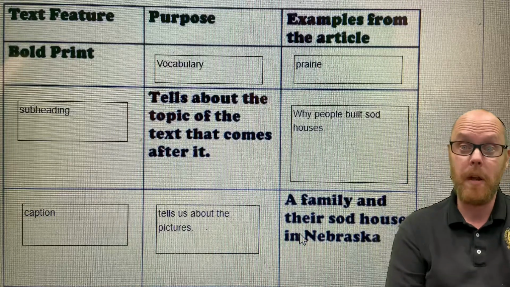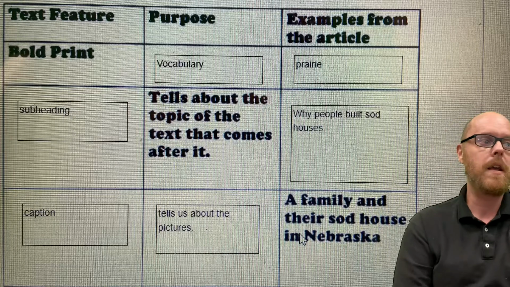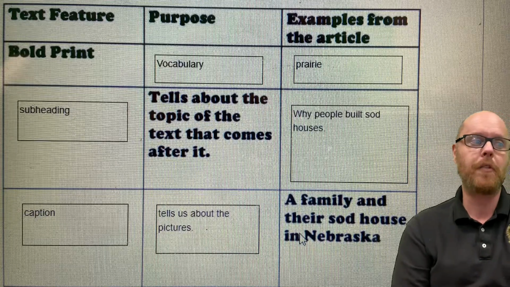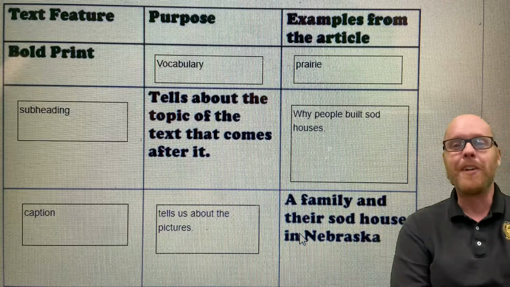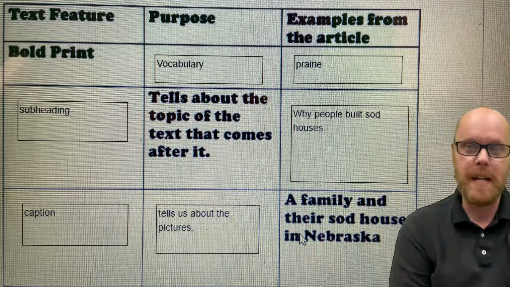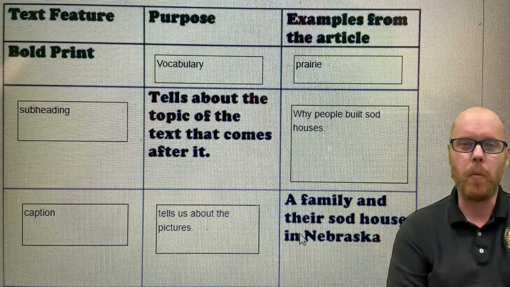Now, an example of that was, well, there was only one picture with only one caption, and it is a family and their sod house in Nebraska. I think it should have mentioned the cow as well. All right, so hopefully you understand text features a little bit better. We're going to continue practicing with this throughout this week.